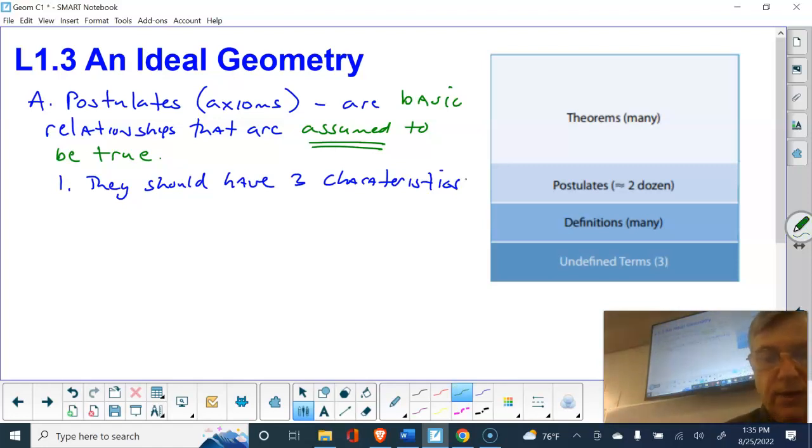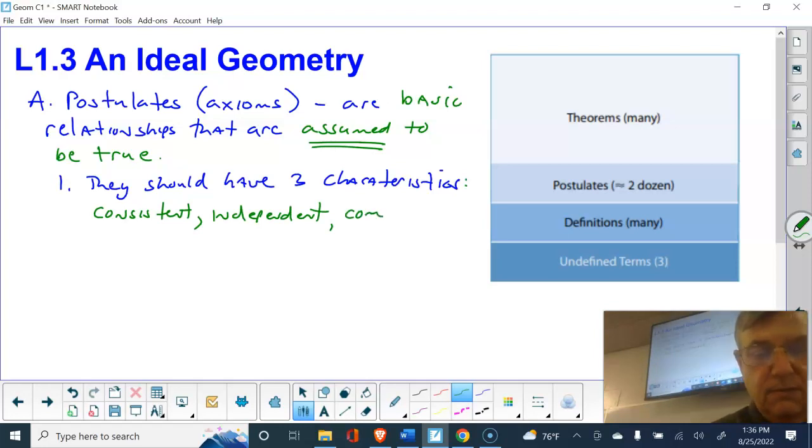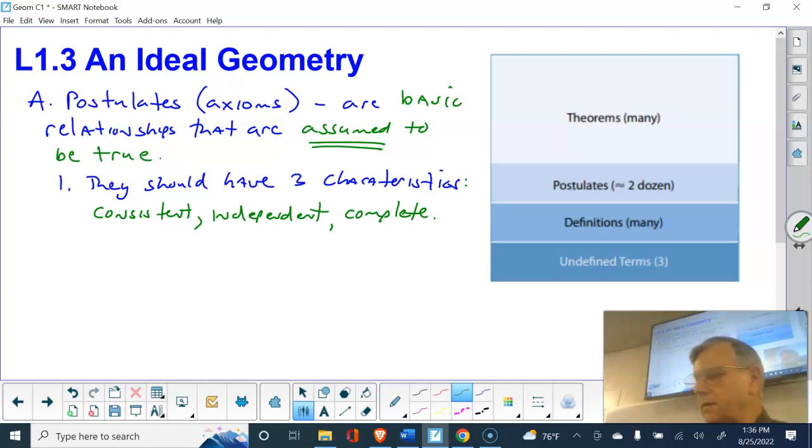And I'm going to write these in green. They should first off be consistent. And then comma, second, independent. And then third, complete. There's nothing earth-shattering there. You don't want a postulate that's true sometimes and not true other times.